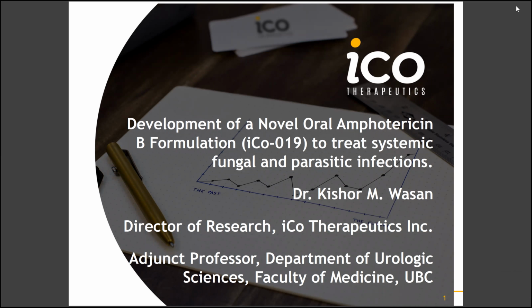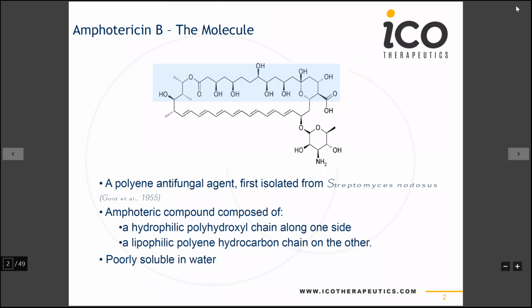So the title of my project is the development of a novel oral Amphotericin B formulation to treat systemic fungal and parasitic infections. My name is Kishore Wasan. I'm a professor in the Faculty of Medicine and Distinguished University Scholar at the University of British Columbia, but I also play a role as the Director of Research at iCo-Therapeutics, where we license our oral Amphotericin B formulation for clinical development. So let's jump right into it.